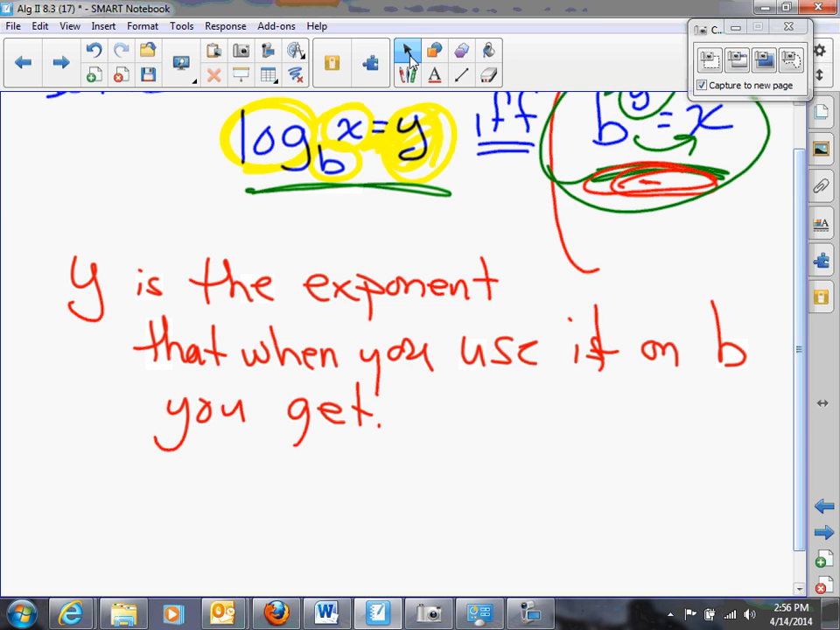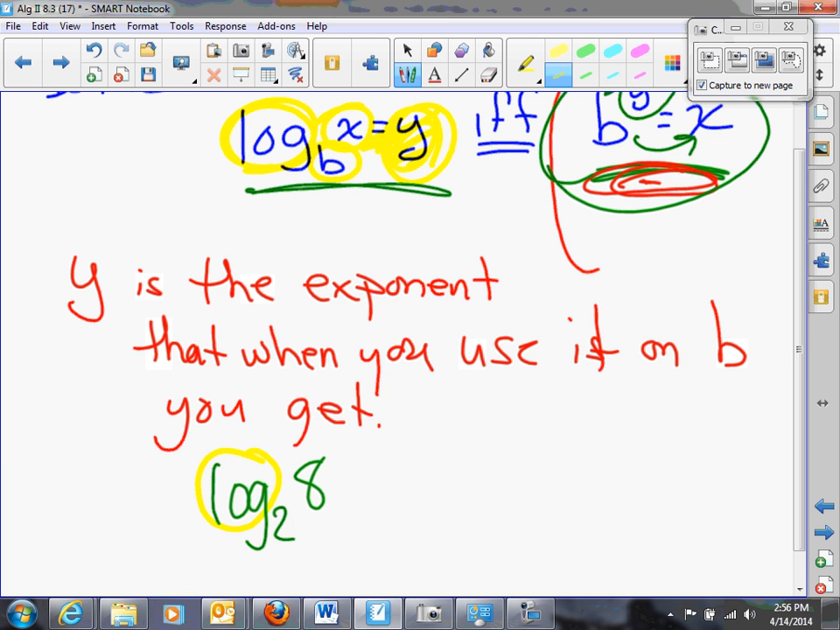Let's take a look and see if I can give you an example of this. How about this one? Now, you would say log base 2 of 8, but now if you used the pattern that I just showed you, you could restate it to yourself, the exponent of 2 that gives 8. Now pause for a second and ask yourself, what exponent would you put on 2 to get 8?